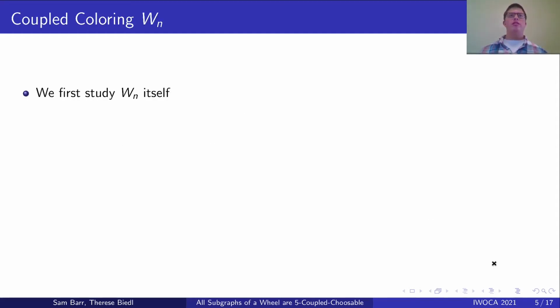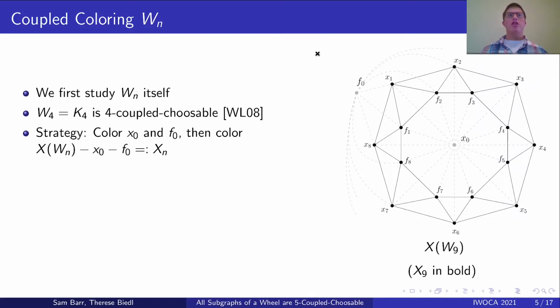Before proving the result for subgraphs of wheels, we first study the wheel graph itself. Wang and Lee proved that W4, which is the complete graph K4, is 4-couple choosable. Our strategy for the larger wheel graphs is to color the center vertex x0 and the outer face f0, and then color the rest of the graph from there. The rest of the graph is the same as coloring x of Wn minus x0 and minus f0, and we will call this graph x sub n.